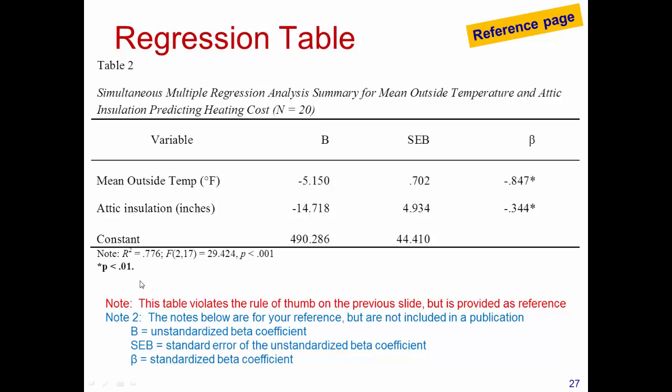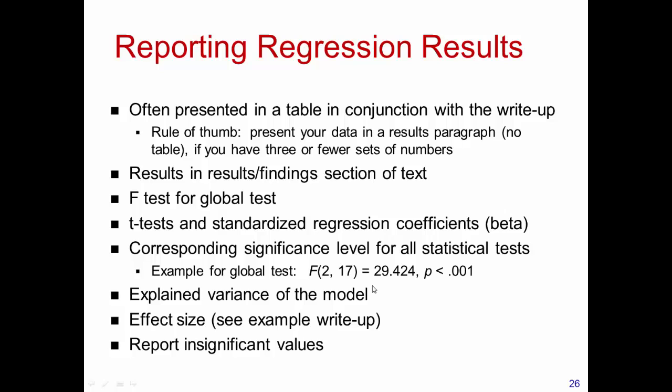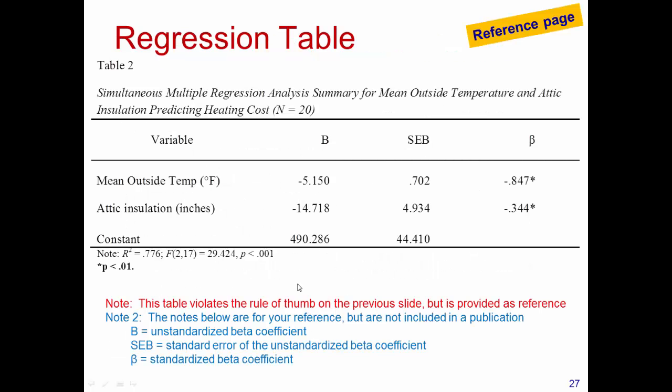But seeing as this is a pasted image from a Word document, I'm not going to make the change now because I can't make it in the PowerPoint. And notice in red I have a note here that this table violates the rule of thumb on the previous slide, but it's provided as reference, and that particular rule of thumb is to just use a results paragraph if you have 3 or fewer sets of numbers. But again, this is just an example. You would have several more if you were doing a larger multiple regression analysis.